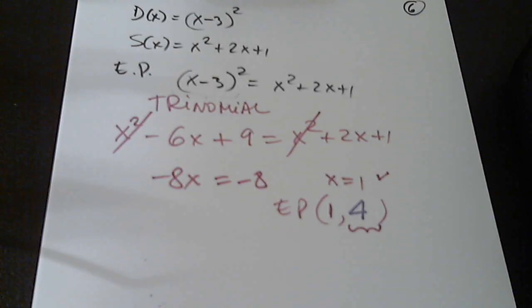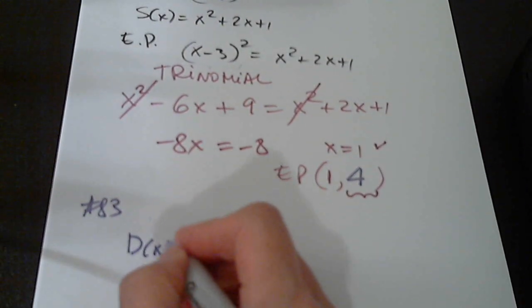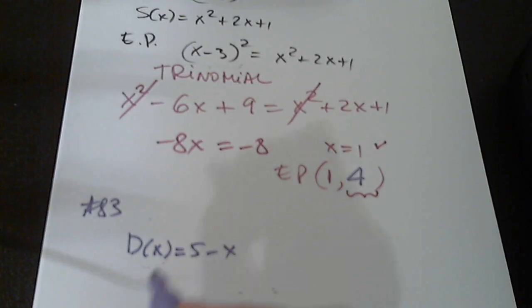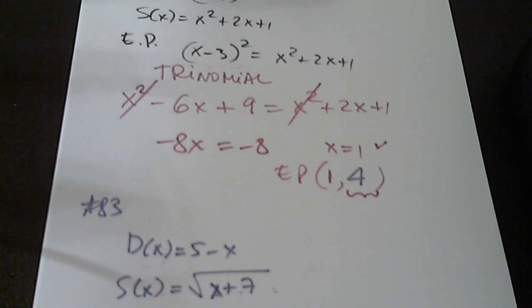Let's look at also something with radicals. So let's also look at 83. Is that okay with everyone? Yes. 5 minus x. Can anyone tell us what type of function is 5 minus x? Linear. Thank you. Can anyone tell us what type of function is this? Read it and you will know what it is. Radical. Radical, very good. Square root, perfect.